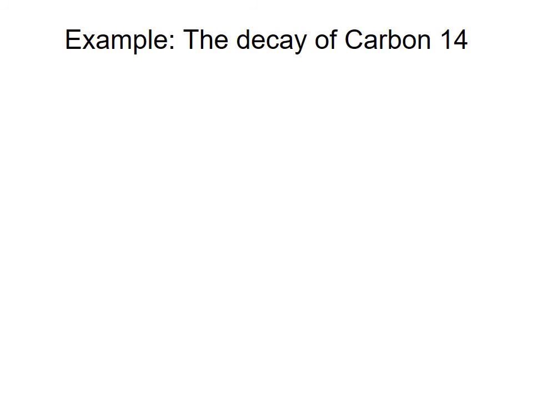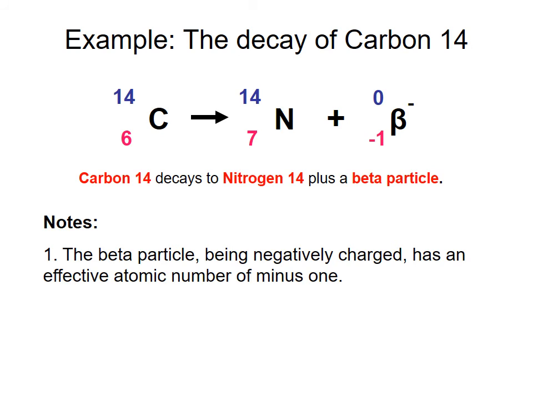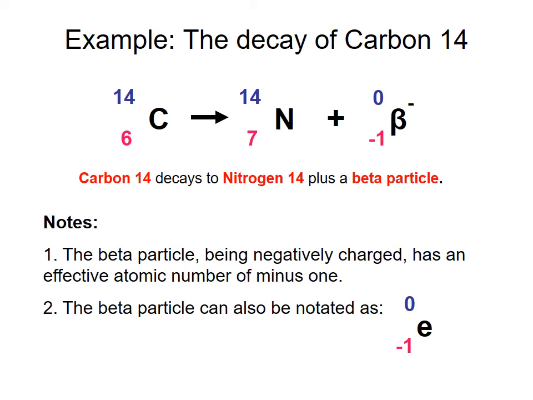Okay, so an example would be decay of carbon-14. Too many neutrons, so what it does is it releases the beta particle and forms the element nitrogen. Okay, there we go. So the notes to make are the beta particle is negatively charged, therefore has an effective atomic number of -1, and the beta particle can also be annotated as the following there, an electron basically. Still the same, still interchangeable.